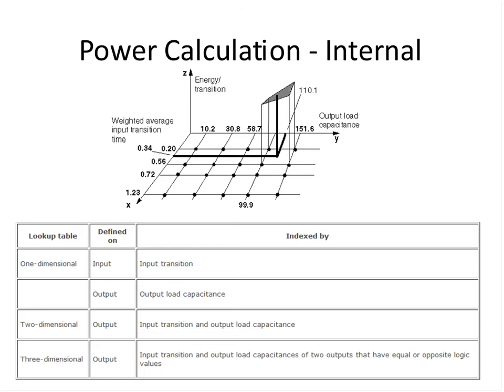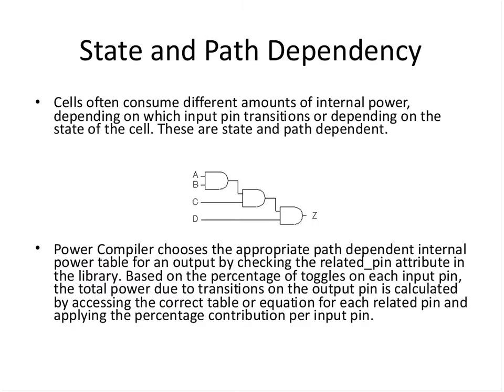Input transition, output load capacitance for two outputs that have equal and opposite logic values, like Q and Q-bar for a clock, right? So this is a lookup table. Power is calculated on two factors. One is the weighted average input transition time. The other is the output load capacitance. Here the output load is the implicit load that is on the output of the gate, not the load presented by the nets, right? This is the internal power. So it's very similar to timing. You can open up the library and see the internal power attribute. Just like it computes timing, power compiler computes the power numbers for the dynamic power internal case, right?